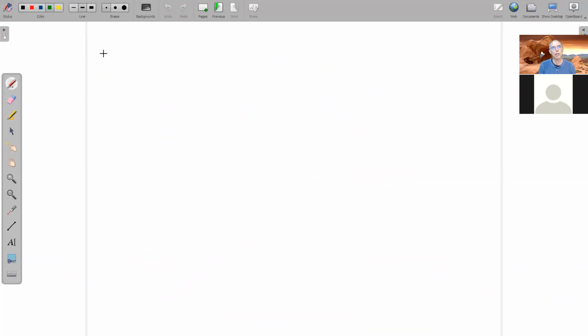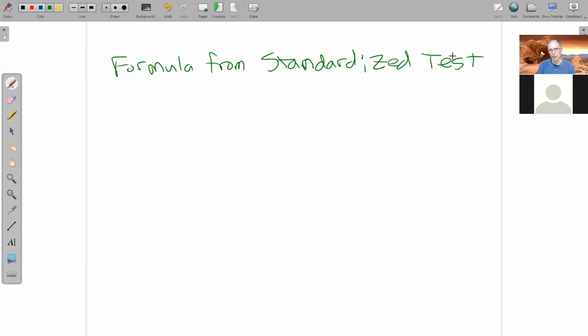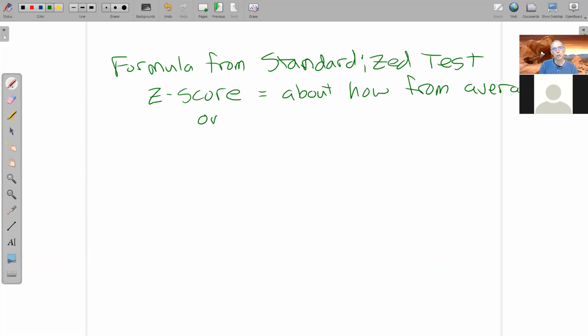The next part brings up a formula that's used with standardized tests a lot. So, formula from standardized tests. And it's a formula for what's called a z-score. And a z-score estimates about how far from average one score is from all of the rest.